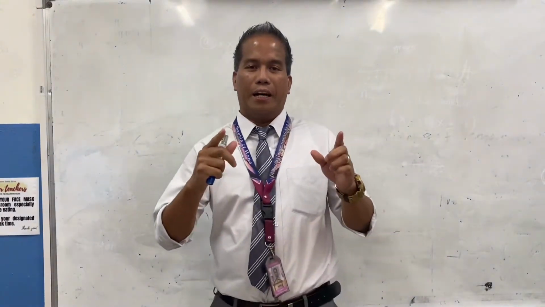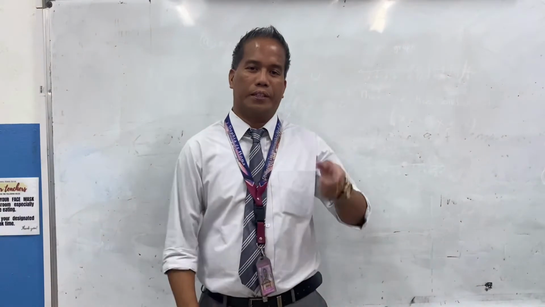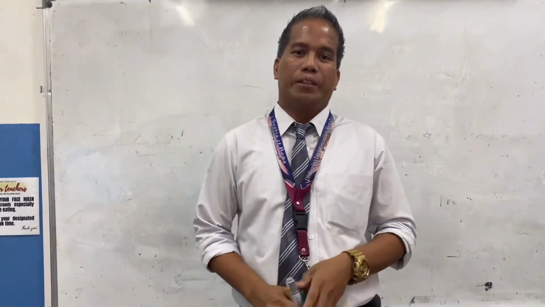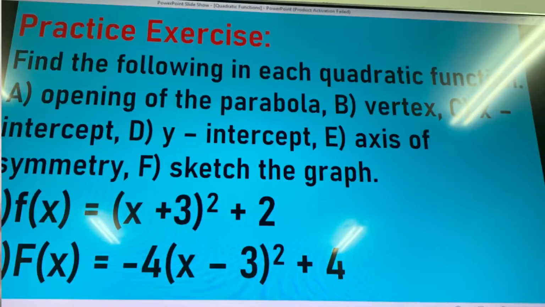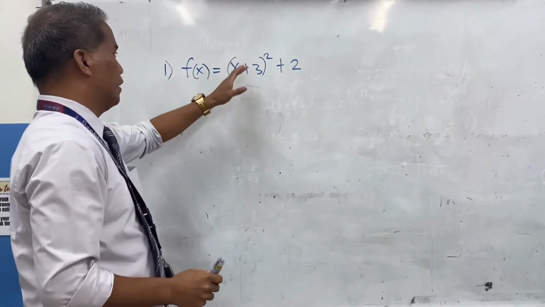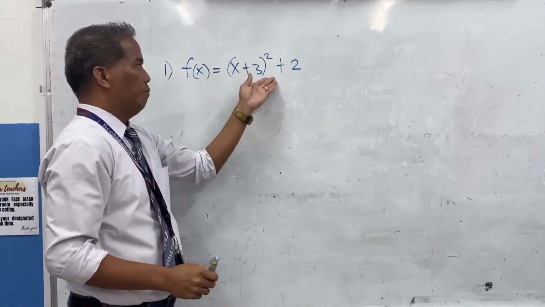So for today's video, we are going to discuss quadratic function. So ito yun. Find the following in its quadratic function. Letter A, opening of the parabola. B, vertex. C, x-intercept. D, y-intercept. E, axis of symmetry. F, sketch the graph. So number one, we have f of x equals quantity x plus 3 squared plus 2.